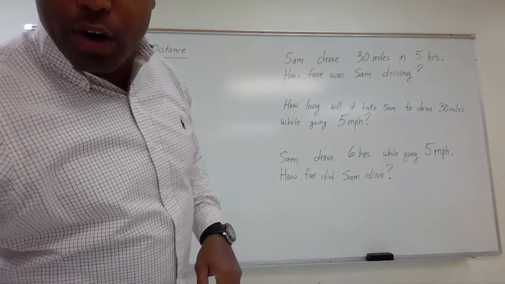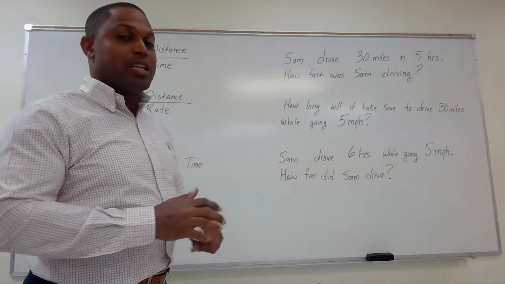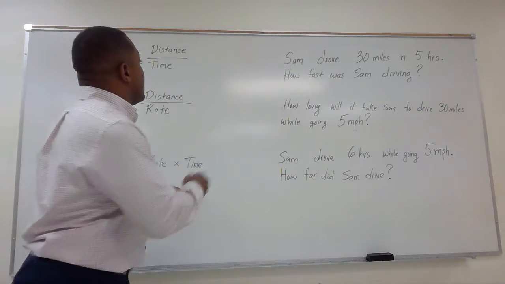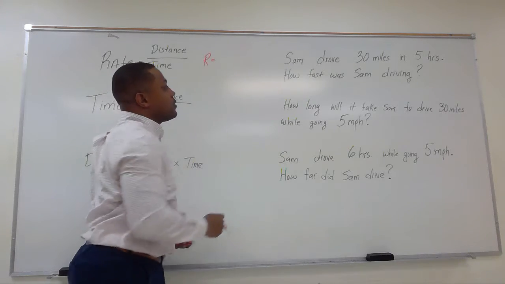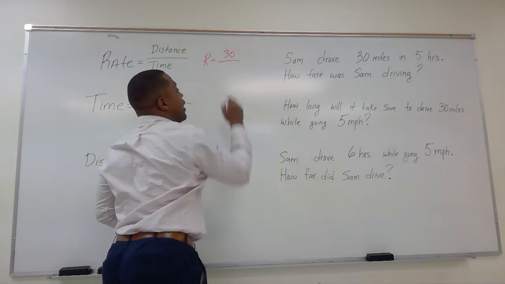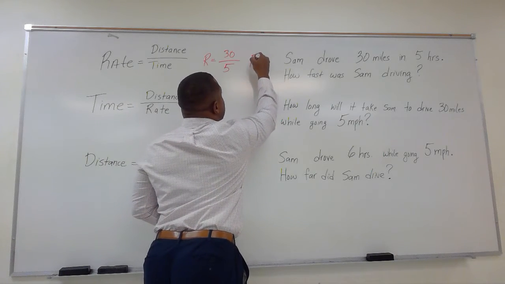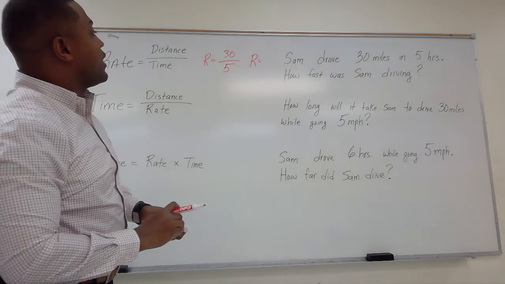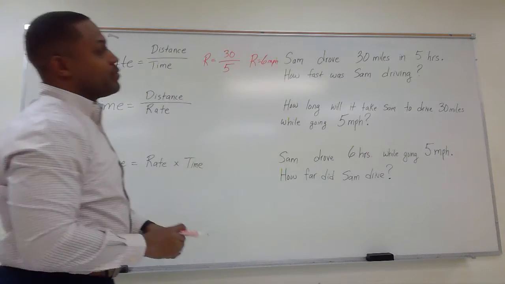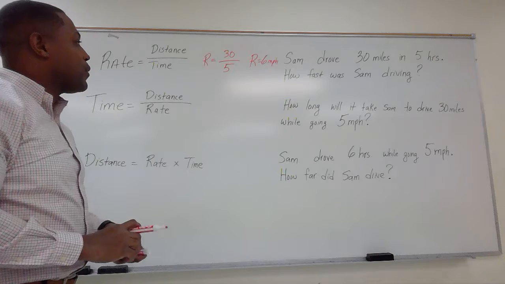Okay, think about somewhere 30 minutes from where you live. If it took you 5 hours to get there, you're driving pretty slow, right? All right, so if we put it up here on the board, that would be R equals the distance, 30 miles, divided by the time, 5 hours. Okay, so that tells us that Sam was driving 6 miles per hour. All right, pretty fast. No, I'm kidding.